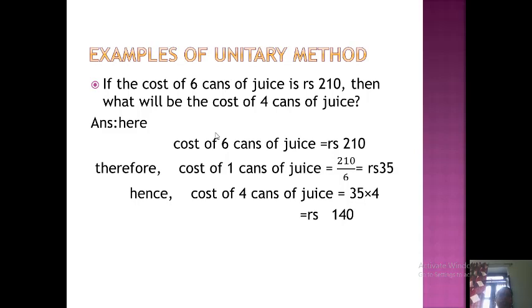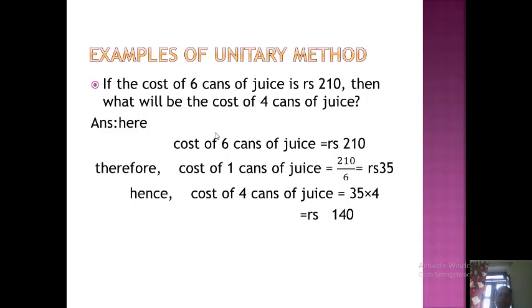So here the cost price of the cans of juice is unknown. So the cost price will be written on the right hand side, because the unknown quantity is written on the right hand side and the known quantity is written on the left hand side. So we will write down: the cost of 6 cans of juice is rupees 210, and therefore, after knowing the cost of 6 cans of juice to be 210, we go on to find the cost of 1 can of juice.